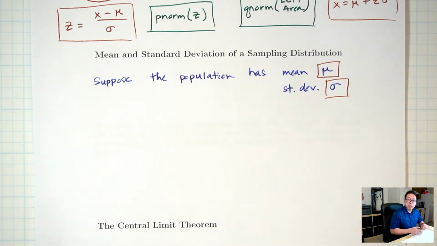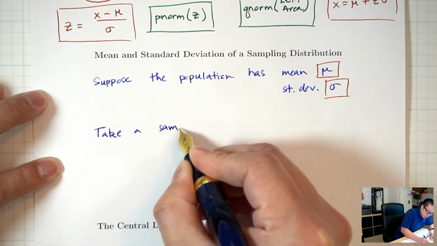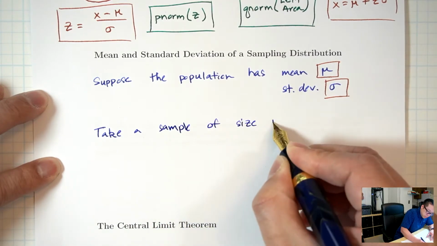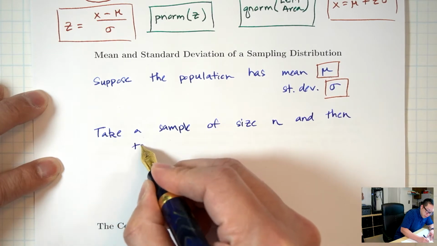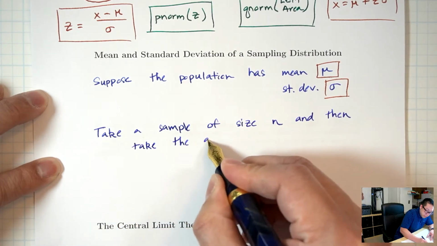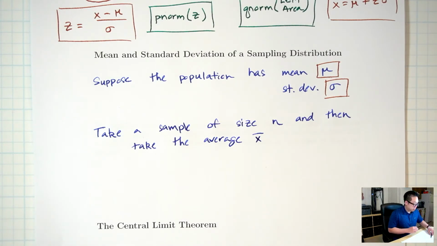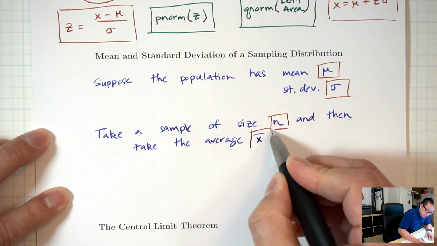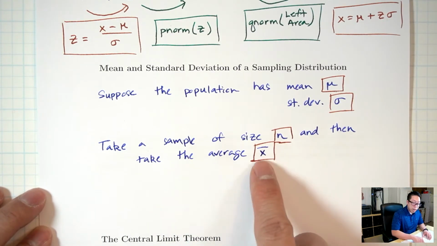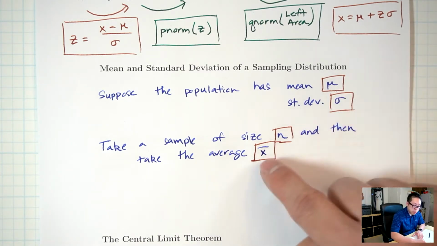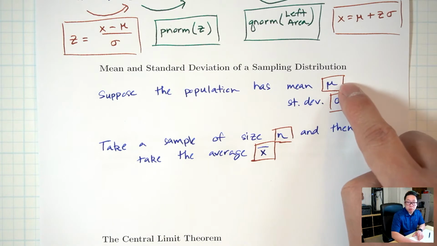And what I'm going to do here is I'm going to take a sample of size n, and then I'm going to take the average. And the average is x bar. So in our example here, pretend I'm taking a sample of 30 college students, and then I'll find their average age. Now, these two symbols, x bar and mu, they both stand for average. They both stand for mean. X bar is the average of just those 30 students in my sample. Mu is the average of all college students.